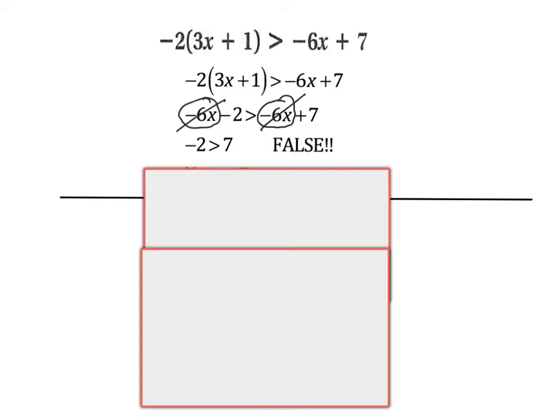Some people move the -6 over and move the -2 over, and you would have got 0 is greater than 9. That's still a false statement. So it doesn't matter which way you do it. You're still going to come out with a false statement.